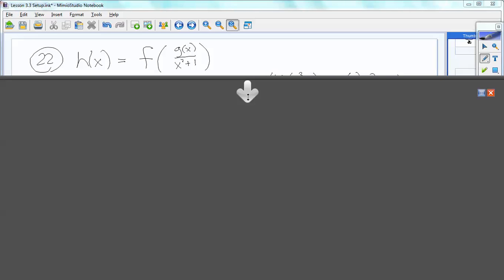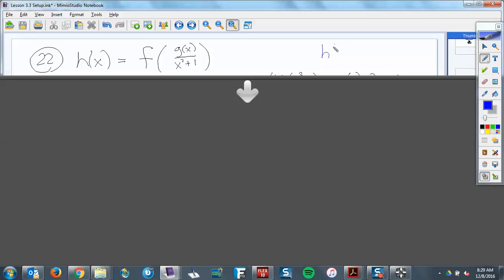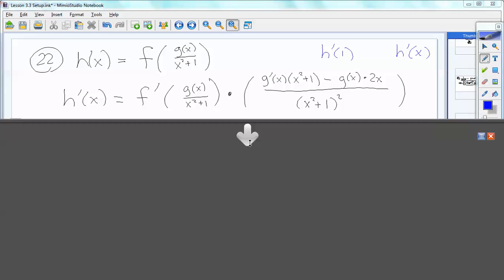22. Okay? They say that H is equal to this, which is quite the mess. They give you all this other stuff, and they say, what's H prime of 1? Well, as I've said to you many times, before you can find H prime of 1, you need H prime of X, so you have a place to plug the 1. So H prime of X would be the derivative of this. Well, we'd start by doing the derivative of the outside, leave the inside alone, times the derivative of the inside. So it would look like this. Derivative of the outside, F prime, leave the inside alone, times the derivative of the inside.